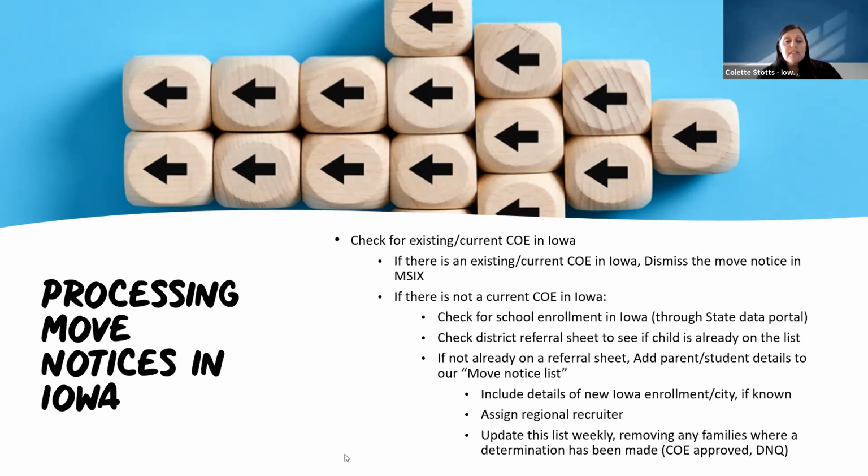So the move notice list, I update that weekly based on COEs that are approved. So if there's a family listed on there that a recruiter is following up with and a COE is approved, I would know that when I go through our approved COE list. And so then I go back to the move notice list and I would remove that family from that list. And then at that point, based on the determination after our recruiter has met with the family, I would go back into MSIX and I could dismiss the move notice. And I include a note of whether they were approved or not approved.